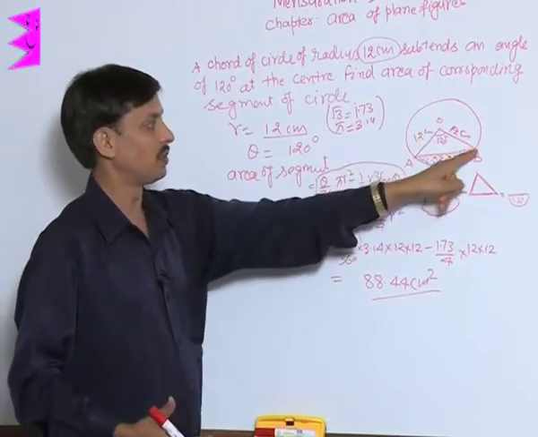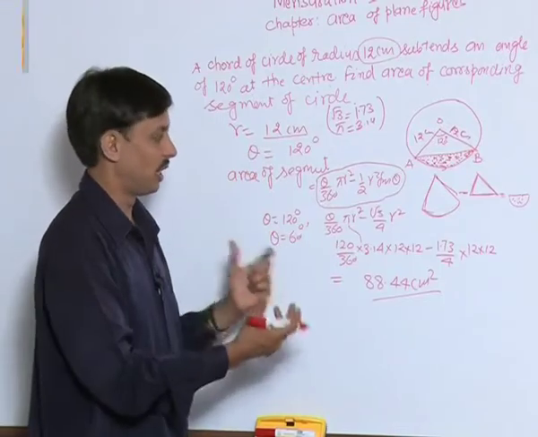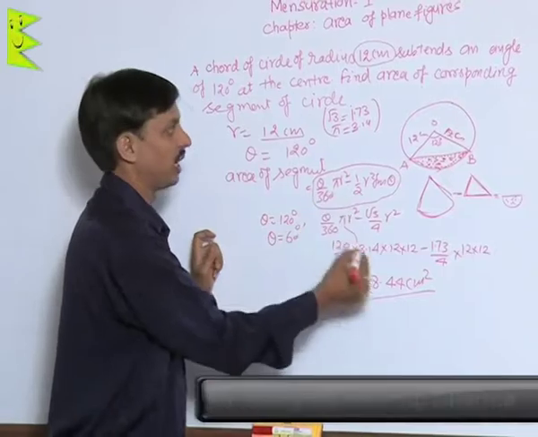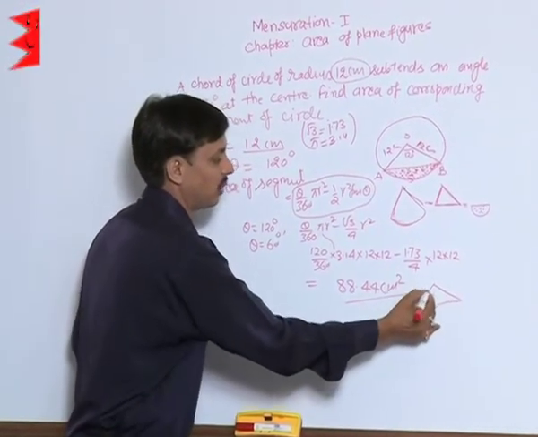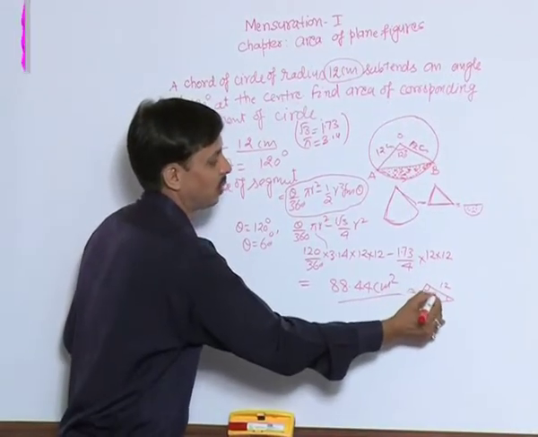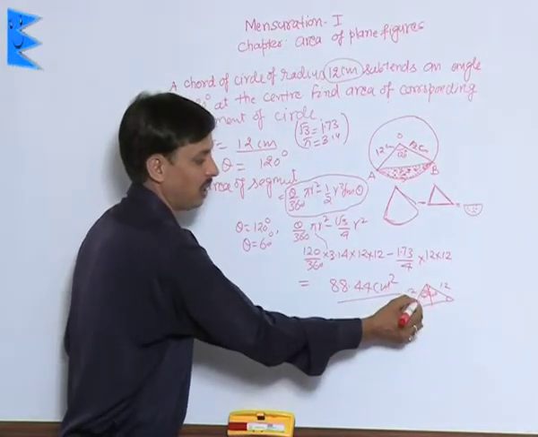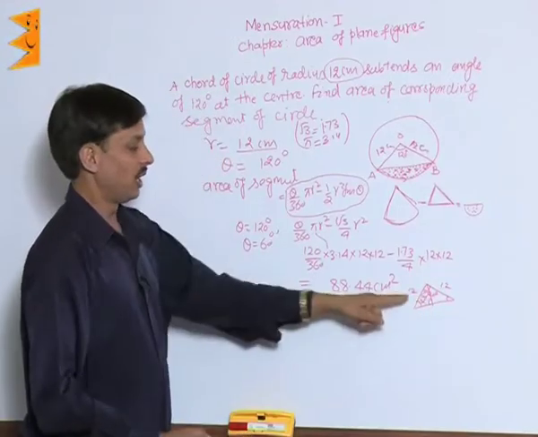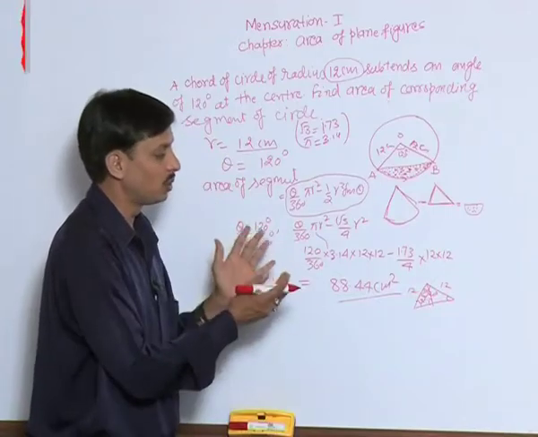So area of segment can be calculated in steps also. First of all, area of sector, then area of triangle. To calculate the area of triangle, I can explain how this root 3 by 4 r square has come. We have a triangle here. This side is 12, this side is 12, so these two angles are equal, but the central angle is 120 degree. If I draw the perpendicular, this angle will be 60 degree. This is 90, this is 60. So this angle is how much? 30 degree.